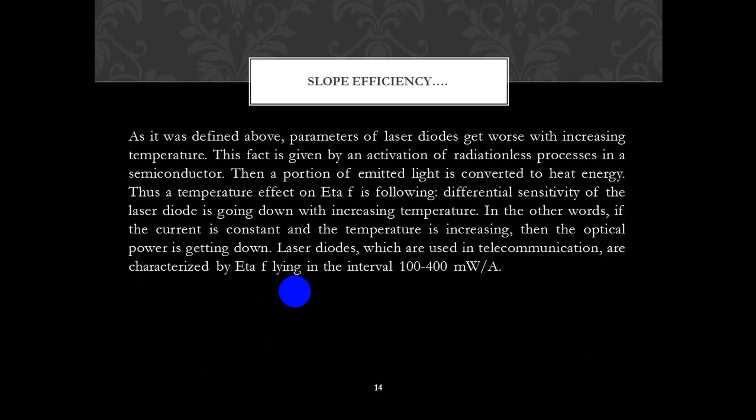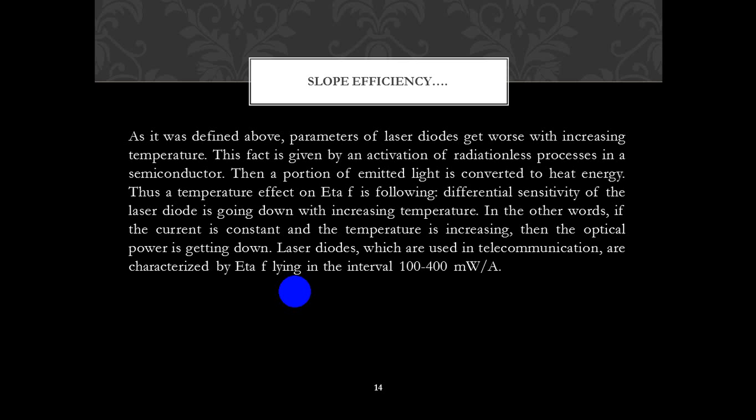As it was defined above, parameters of laser diodes get worse with increasing temperature. This fact is given by an activation of radiationless processes in a semiconductor. Then a portion of the emitted light is converted to heat energy. Thus, the temperature effect on eta is the following. Differential sensitivity of the laser diode goes down with the increase of temperature.